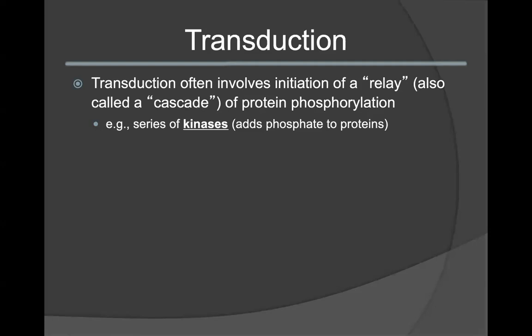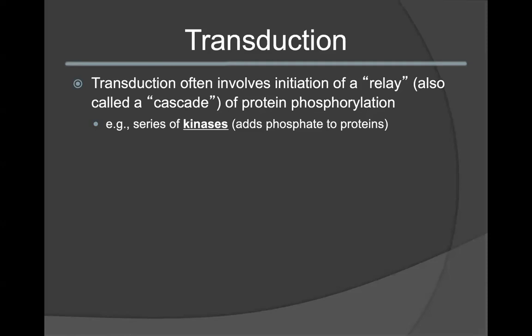We will now take a look at a transduction pathway. A transduction pathway is often referred to as a relay race or a cascade, and it typically involves a series of protein phosphorylation, which means that an inorganic phosphate group will be added to one protein that will activate it, and this will typically activate another or transfer another phosphate group to another protein to activate it, and this will continue on for a series of steps.